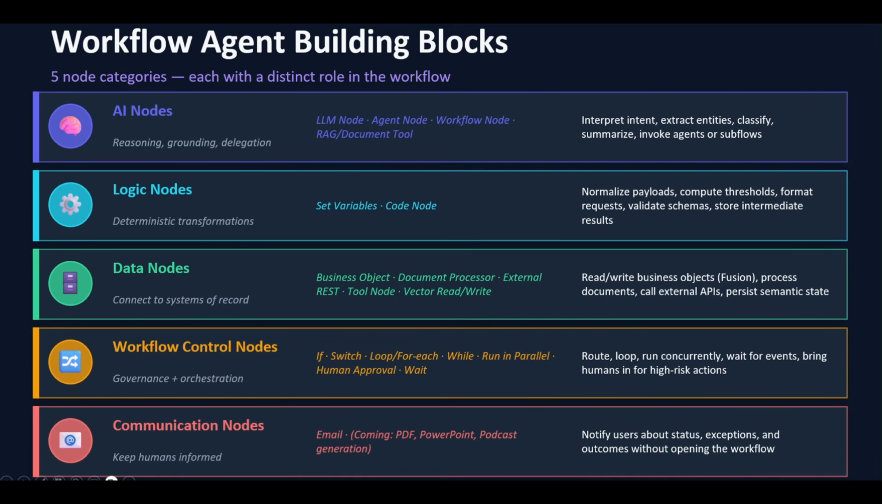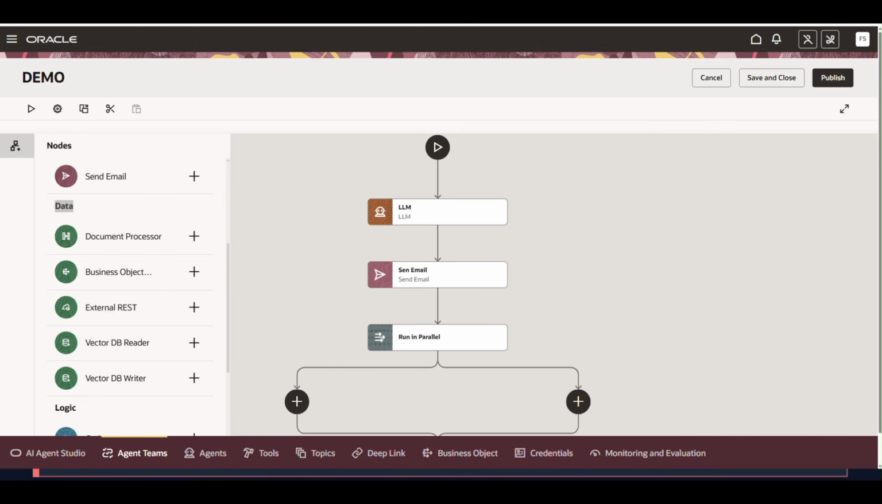Now coming to the fourth one, that is workflow control nodes. Think of these as the traffic signals of your workflow: if, switch, loop, while, run in parallel, or human approval, wait. These nodes decide how the workflow will move. Do we need to go left or right? Do we need to run these steps together or one by one? Do we need to pause or wait for a human? All of that is controlled in the workflow control nodes.